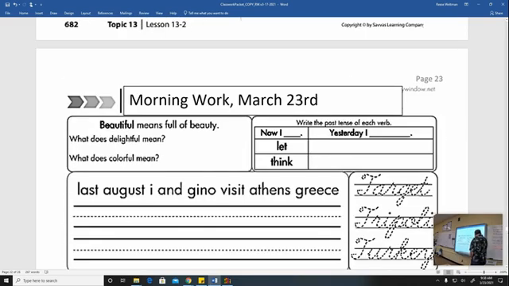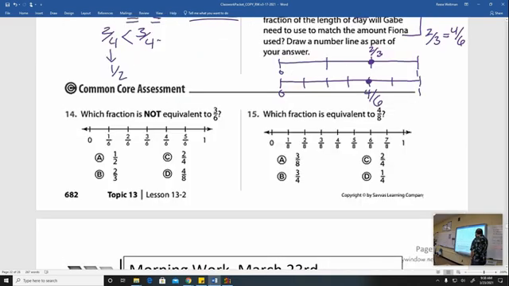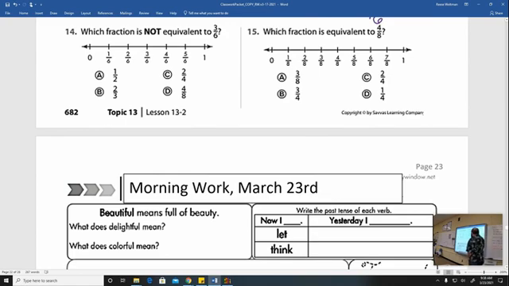Now, here we go. Which fraction is not equivalent to 3/6, out of the ones below? Which fraction is not equivalent to 3/6? 2/3 is not equivalent to 3/6.